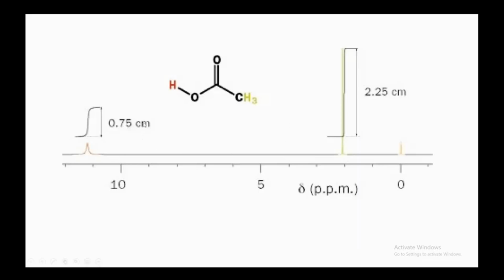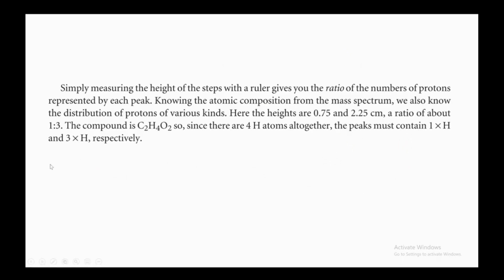So for example, that is the proton NMR spectrum of acetic acid. So we are measuring the area under the peak, not the height. The area under this peak is 0.75 centimeter, whereas for this one the area under the peak is 2.25 centimeter. From this we can calculate the integration, and this signal corresponds to 3 protons and this signal corresponds to 1 proton. Simply measuring the height of these steps with a ruler gives you the ratio of the numbers of protons represented by each peak.